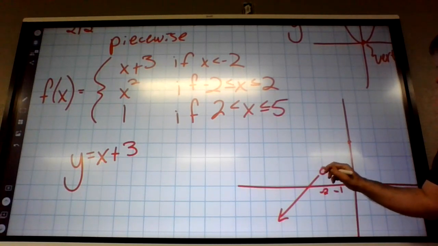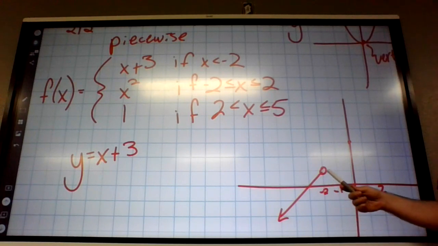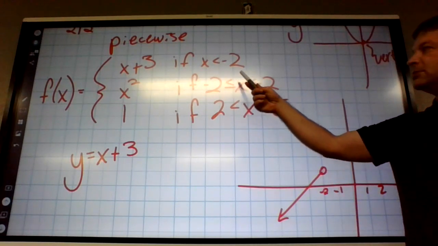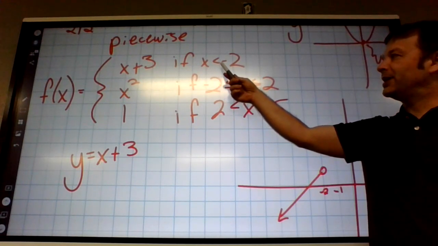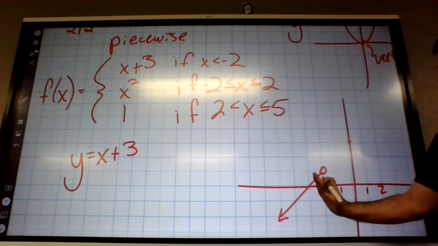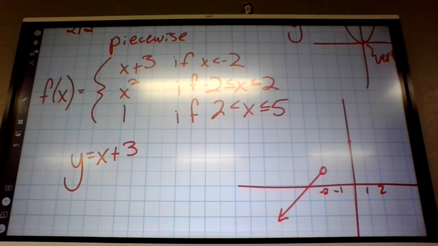And this, at -2, should be an open circle. Why is it an open circle right there? Because it says x is less than, but not equal to -2. So we would just graph the left part of that. Does that make sense?